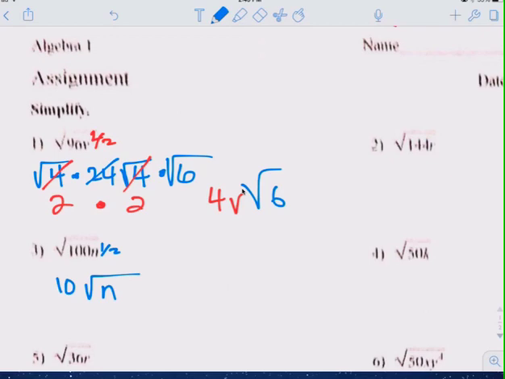And number 2 is the same thing. 12. R has a 1. It can't be divided by 2, so it remains inside, right? So it's 12 square root of R. Okay?